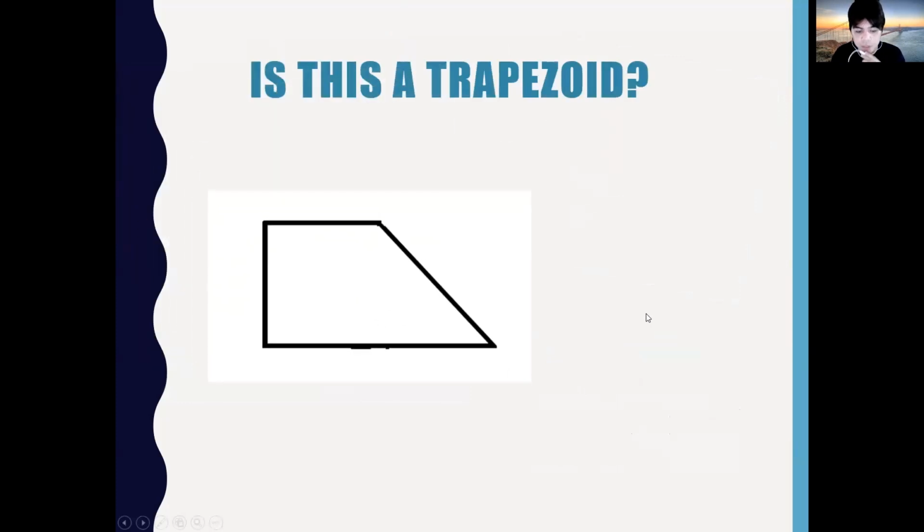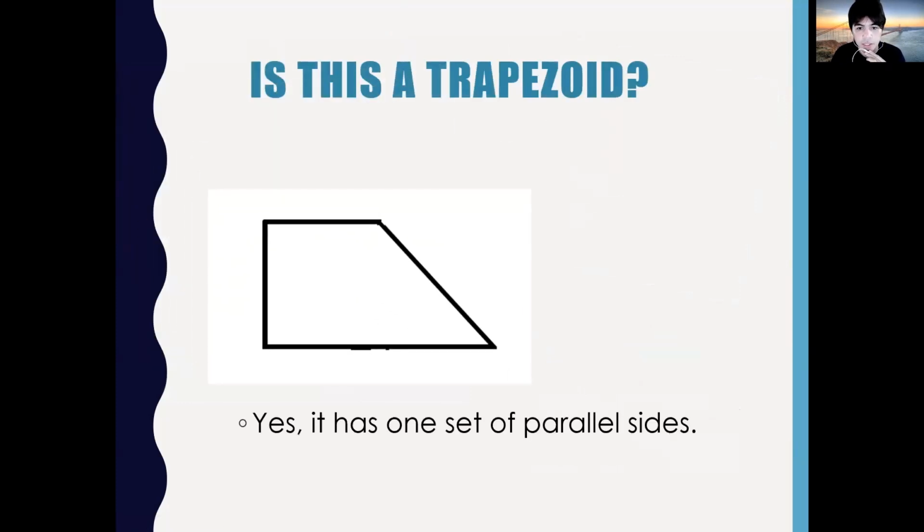So, is this a trapezoid? Yes, it has one set of parallel sides. So, we have here the upper and lower part of the trapezoid, which are the parallel sides. Well, the other two sides, now when you extend the line, you will notice that the line in the figure, the left and the right side, intersect or touch together.